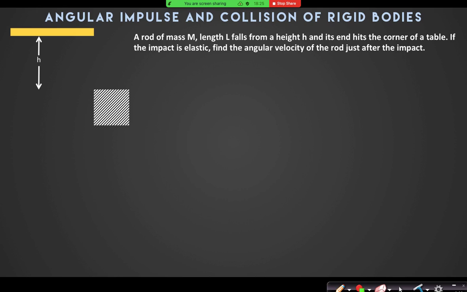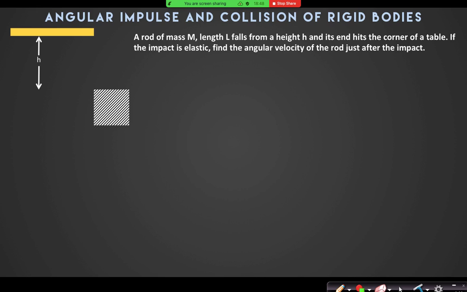A rod of mass m, length L falls from a height h and its end hits the corner of a table. If the impact is elastic, find the angular velocity of the rod just after the impact. Sir, is it 4 root over 2gh by L?